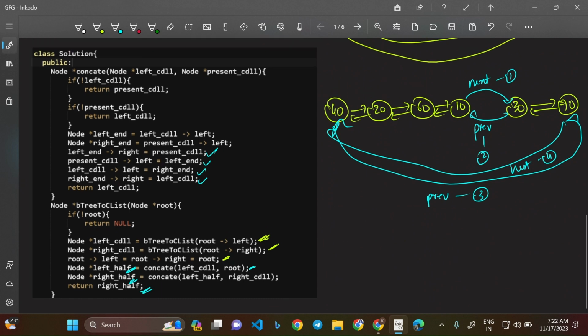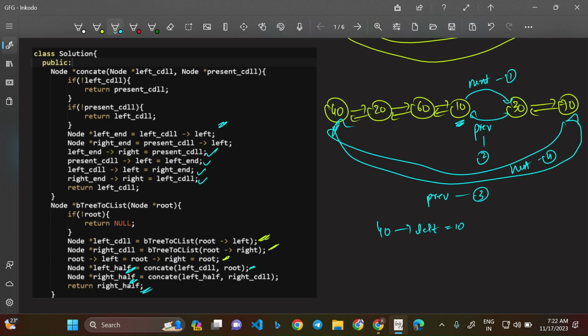So if you carefully observe, what's the first transition that we are doing? My left end, firstly I'm finding the left end. How do I find this particular 10? First I'm trying to do a link between 10 and 30. Initially 40 and 10 are connected. How are they connected? 40's left is equal to 10. So that is the reason left end is basically left CDLL's left, or left CDLL's previous. So its previous or left would be 10.